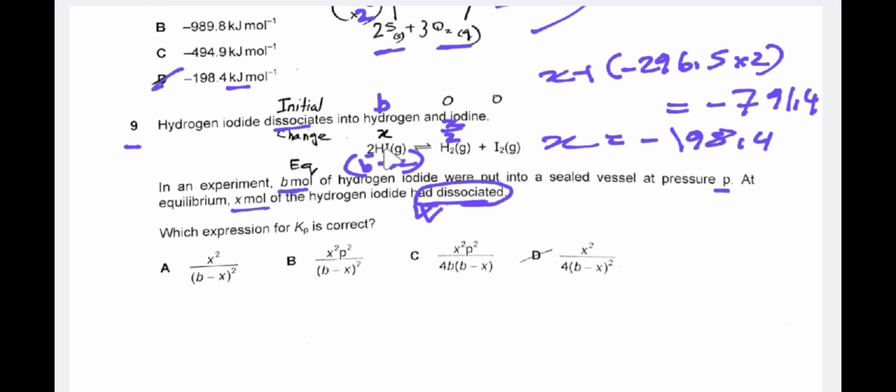Since it is for 2 moles, for 1 mole it is X by 2, and for 1 mole of iodine it is X by 2. So at equilibrium, we get the number of moles of hydrogen and iodine as X by 2. That is, both are present as X by 2 moles. So what is the value of Kp? Kp is equal to partial pressure of hydrogen times partial pressure of iodine divided by partial pressure of hydrogen iodide.